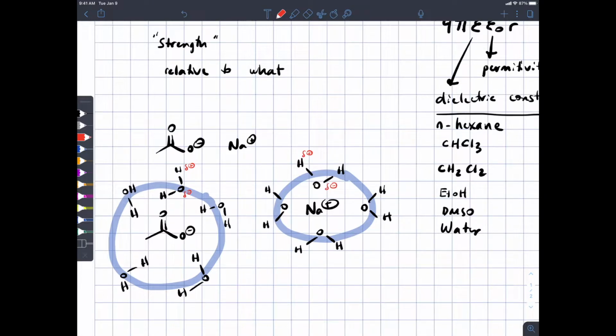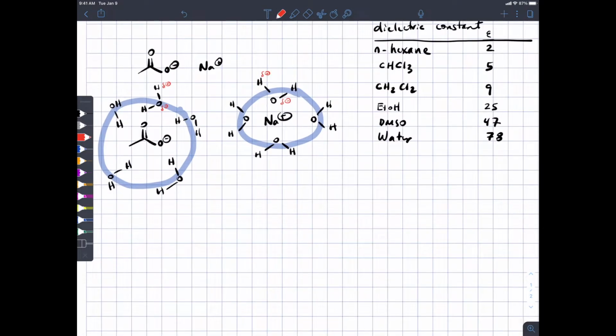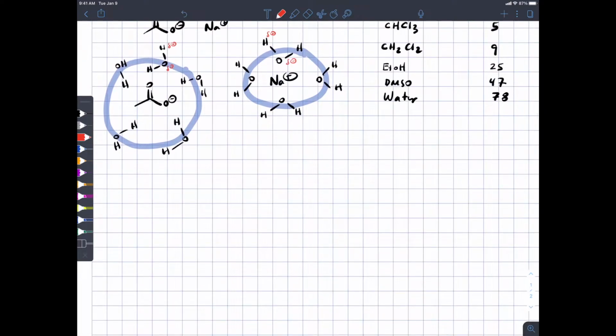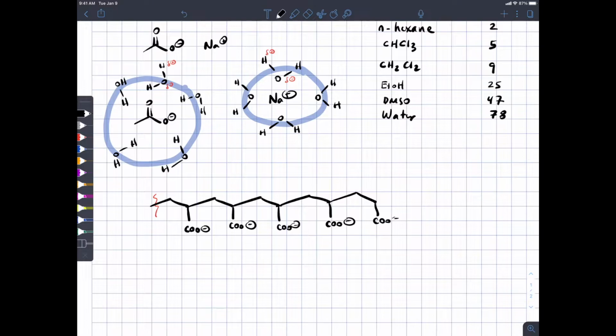A biological example of a place, well, there are some polymers where if you have enough negative charges close together, you can increase the strength of ion pairs. So what I'm going to draw for you now is a polymer that's sort of based on sodium acetate. It's called sodium polyacrylate. This is in diapers. It's super absorbent material.